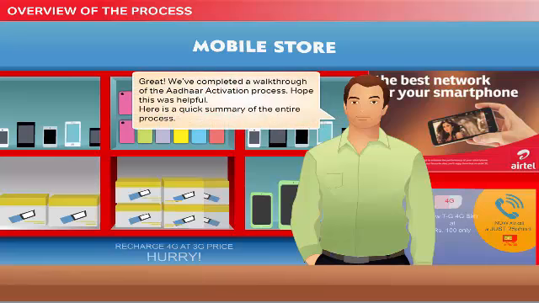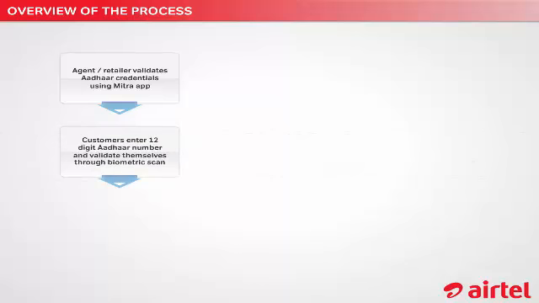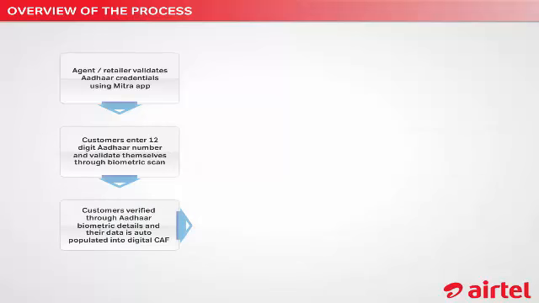Great! We've completed a walkthrough of the Aadhaar activation process. Hope this was helpful. Here is a quick summary of the entire process. The agent or retailer validates their Aadhaar credentials using the Mitra app. Customers enter their 12-digit Aadhaar number and validate themselves through biometric scan. The customers are verified through their Aadhaar biometric details and their data is auto-populated into the digital CAF.